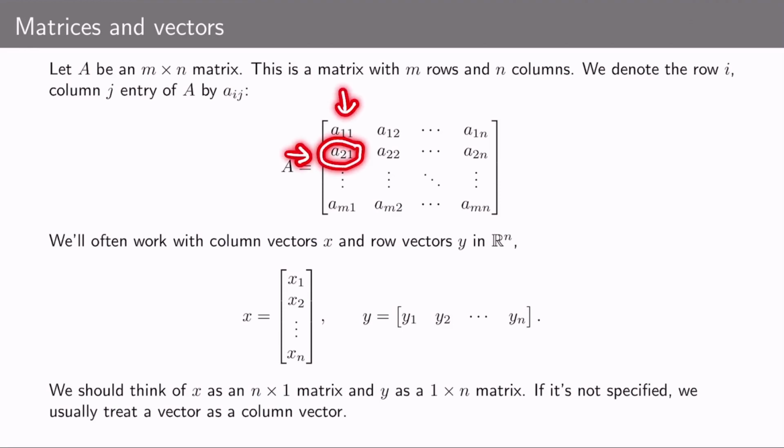Now, we'll work with vectors a lot, and it's helpful to think of vectors as being matrices. And there's really two ways to do that. I can think of a vector as being a tall matrix with n rows and 1 column, and I would call that a column vector. Or I could think of a vector as being a wide matrix, so it has n columns and 1 row. And so, respectively, this is a column vector and a row vector. Now, most of the time, if I don't say what kind of vector I'm talking about, I'm really talking about a column vector.